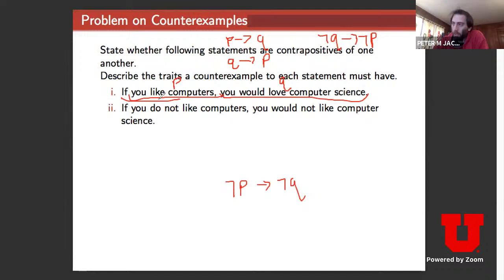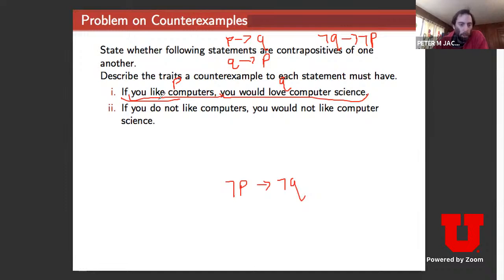So does anyone want to provide what would, oh, here, Alec has something. So the question is, if we wanted to show that the statement was not true, then what would we have to provide? That's what we're asked here. That's what it means to describe the traits of a counterexample to each statement. So again, if we wanted to show that statement one was not true, then what information would we need to provide? So Alec has some suggestions.